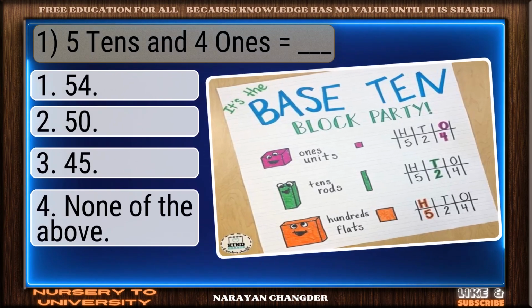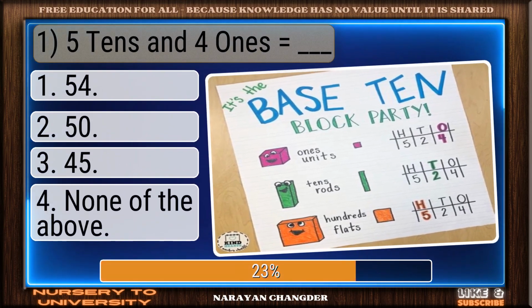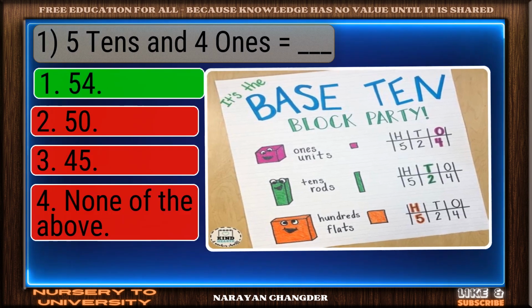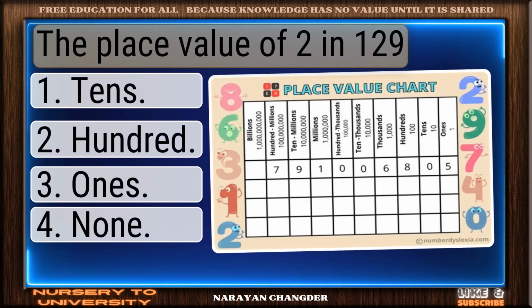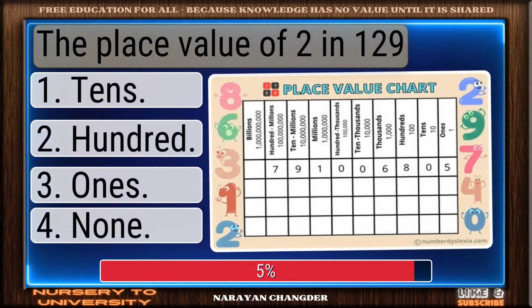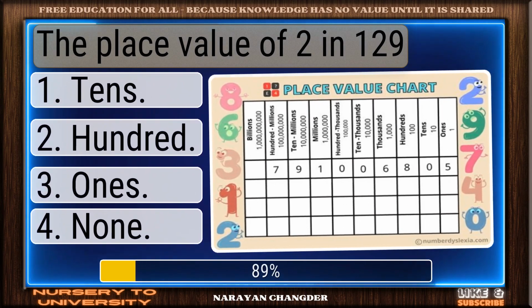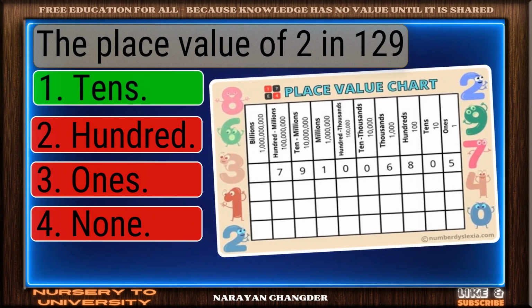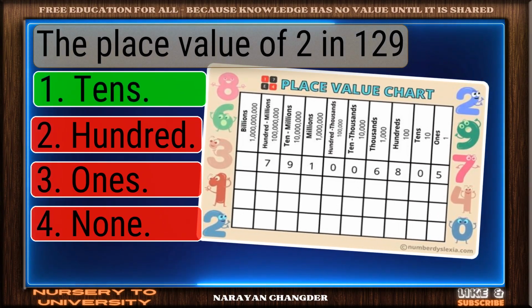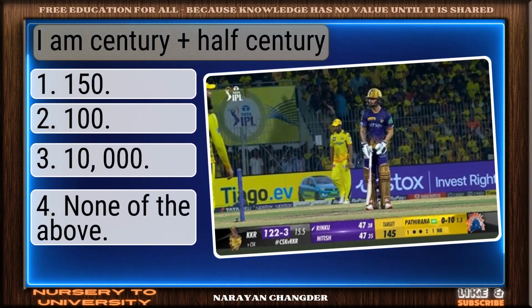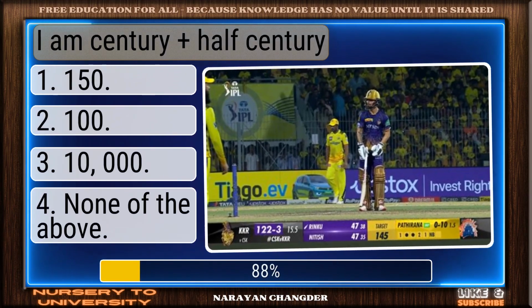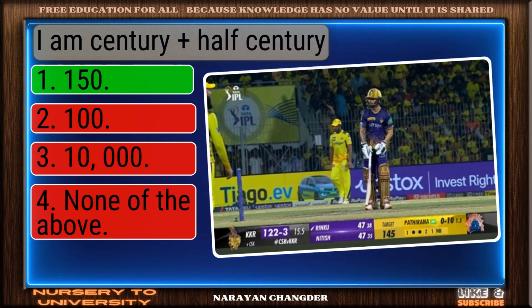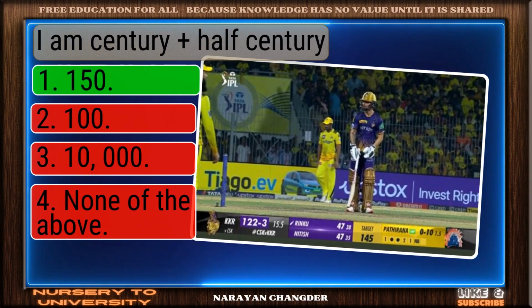5 tens and 4 ones equal to dash. Excellent. 54 is a brilliant choice. The place value of 2 in 129. Right choice. Tens is the best answer. I am a century plus half century. Nice selection. 150 is the correct and valid answer.